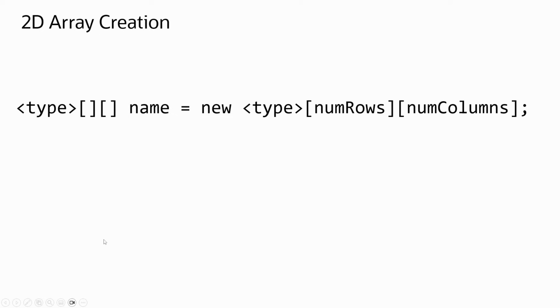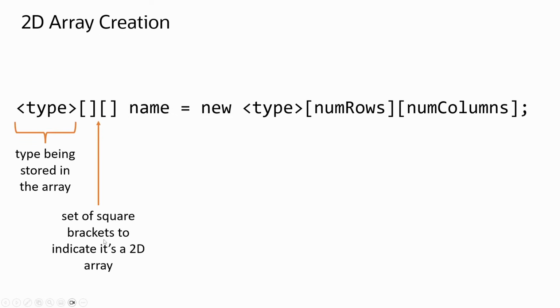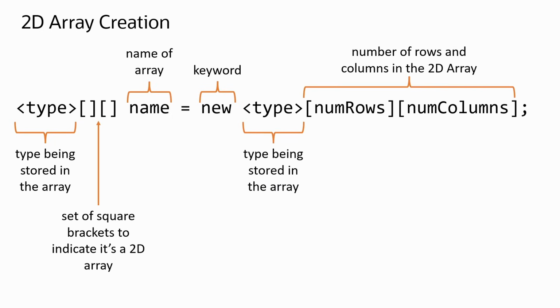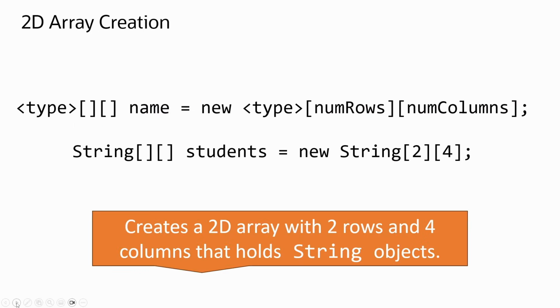Introduction to 2D arrays. To create a two-dimensional array, we're going to start with the type being stored in the array. Then we will include a set of square brackets to indicate it's a two-dimensional array. We'll use the name of the array, then the keyword new, the type being stored in the array, and the number of rows and the number of columns in the two-dimensional array. Num rows and num columns are constants and are set as the two-dimensional array is declared and initialized.